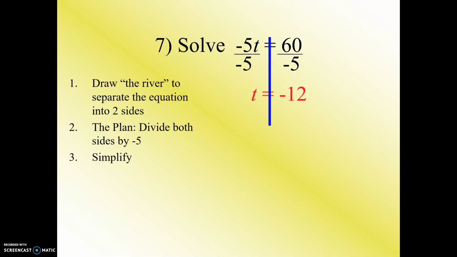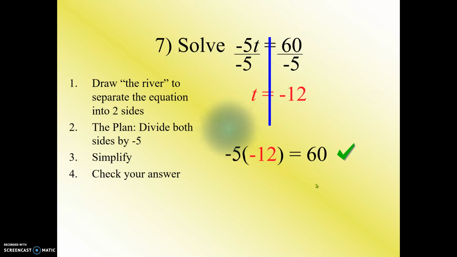Simplify down. Negative 5 divided by negative 5 is equal to 1t. If it helps you, you can put a 1 in front of that. It's not necessary, but you can put 1 there. 60 divided by negative 5 gives us negative 12. And we can always check to make sure that we got it right. And indeed it is. Negative times a negative makes a positive. 5 times 12 is indeed 60.